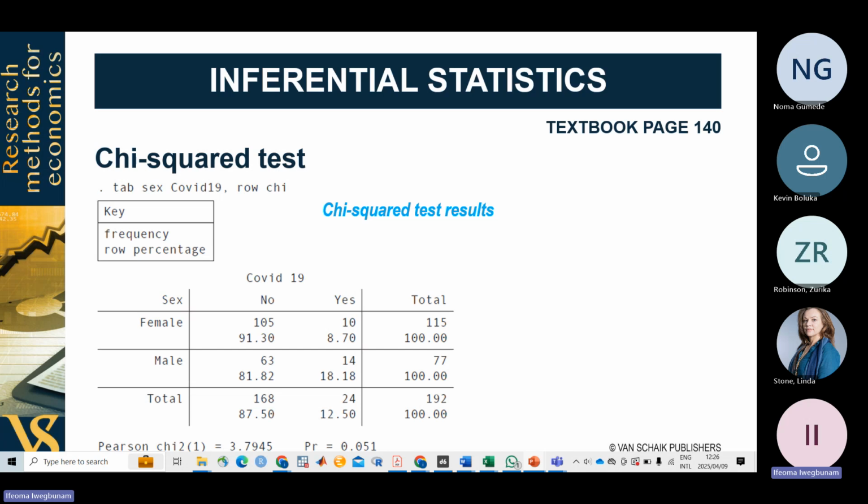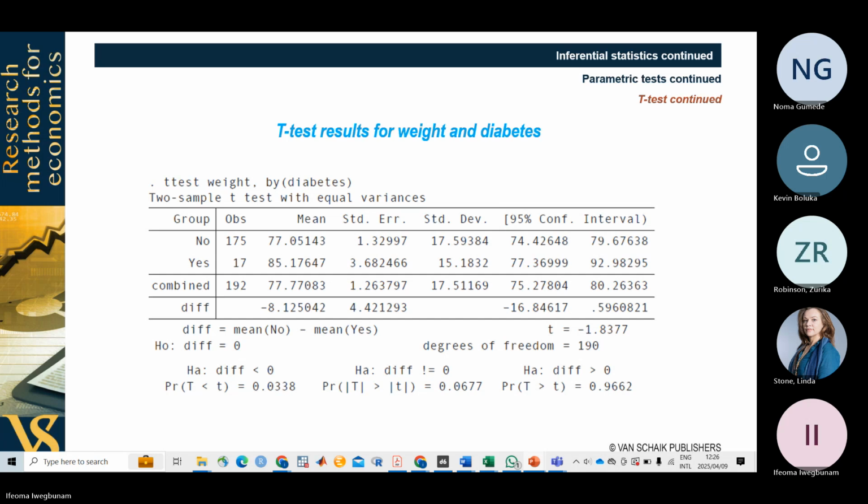Those with COVID, over a given period of time, you will look at it and see those that have COVID-19, and also in a population of 63 male, the number that has and does not have COVID-19. Then the test result for weight and diabetes. When you have a result like this, you first of all look at the group and also the sample.